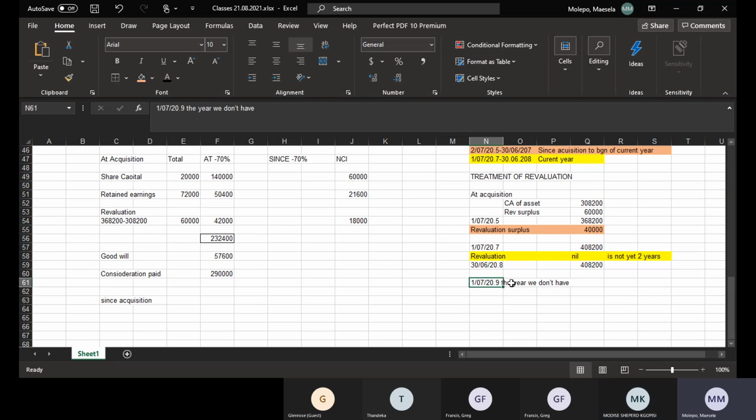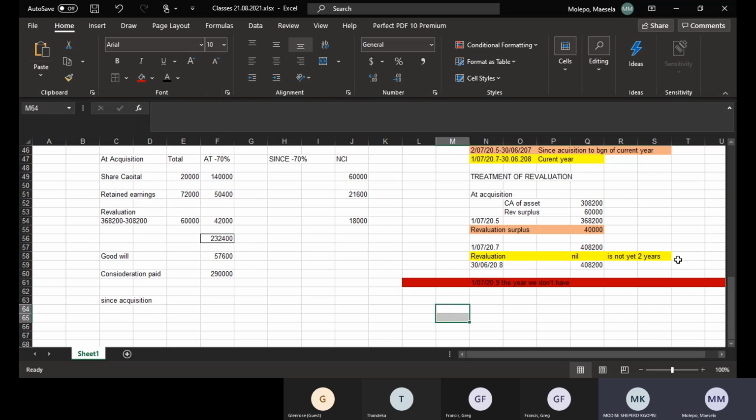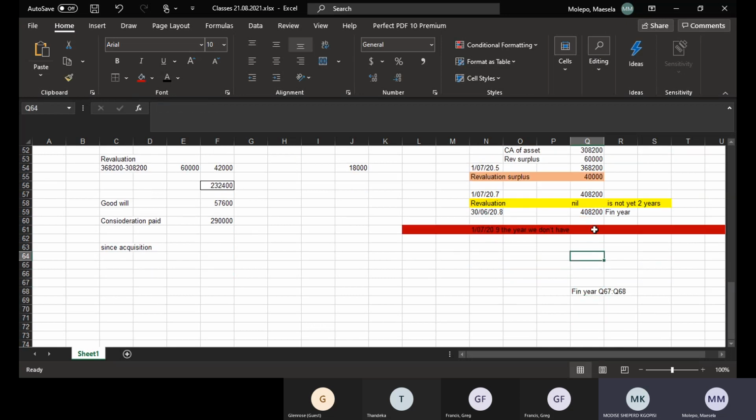Okay. So the one for 2009, since our financial year is not even reaching there, we are not going to focus on it at all. This is outdated. Just leave it. Now, we were told that as at 30 June 2008, which is our financial year, our land and building is sitting on 408,200.